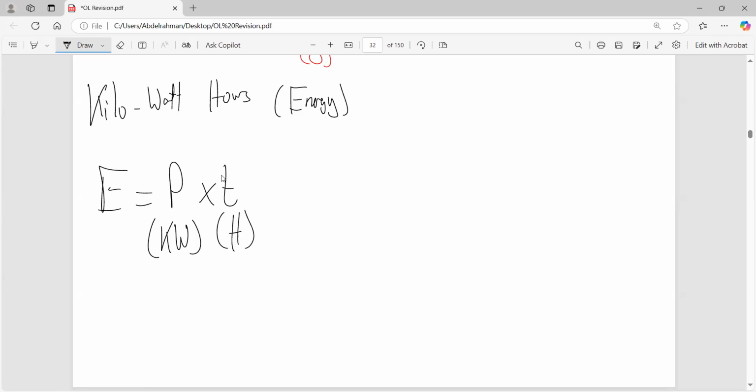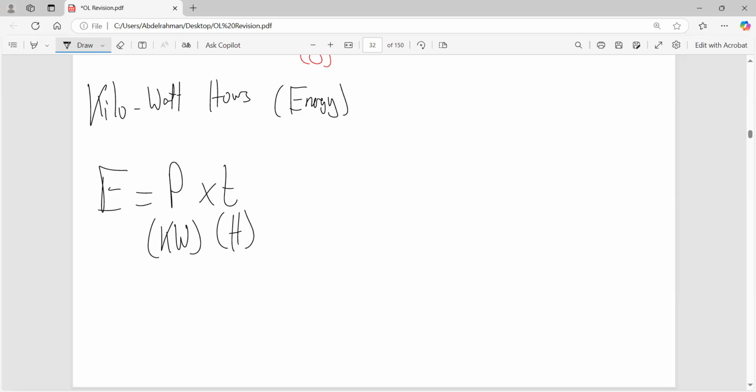So if you have the time in seconds or in minutes, then you can simply convert the time into hours. If it's in seconds, you divide by 60 and divide by 60 again. If it's in minutes, only divide by 60 once. And the power, you need to have it in kilowatts. So if it's in watts, divide by 1000. If it's in megawatts, then you need to multiply it by 1000, and then you can find the energy.